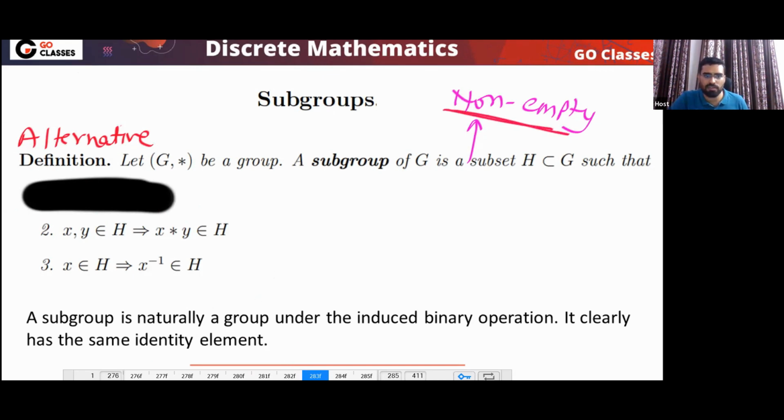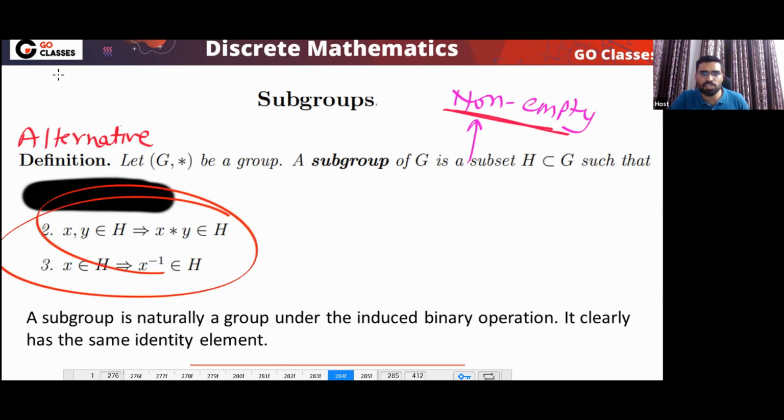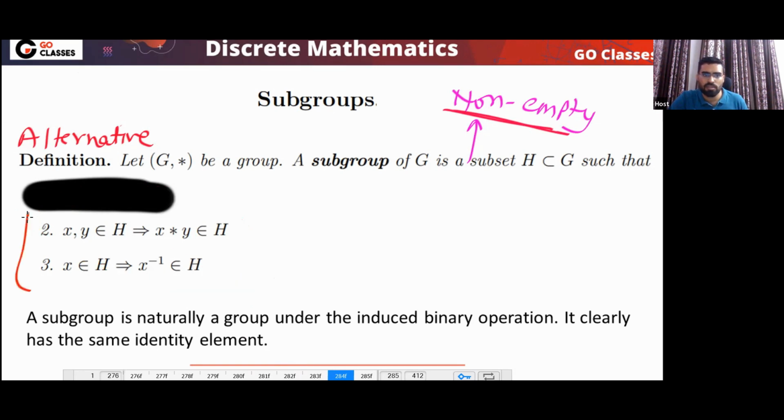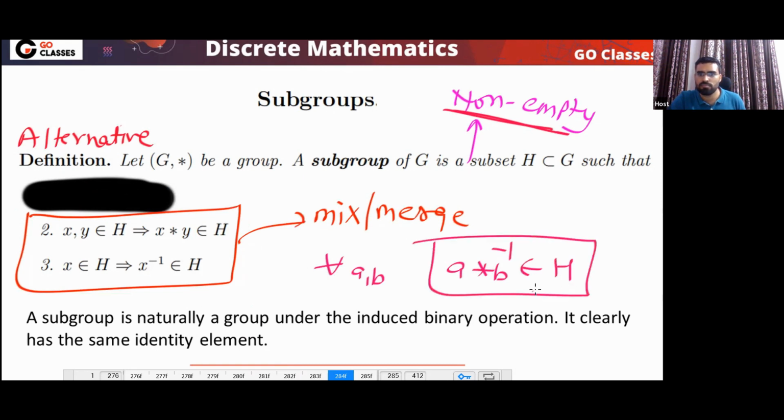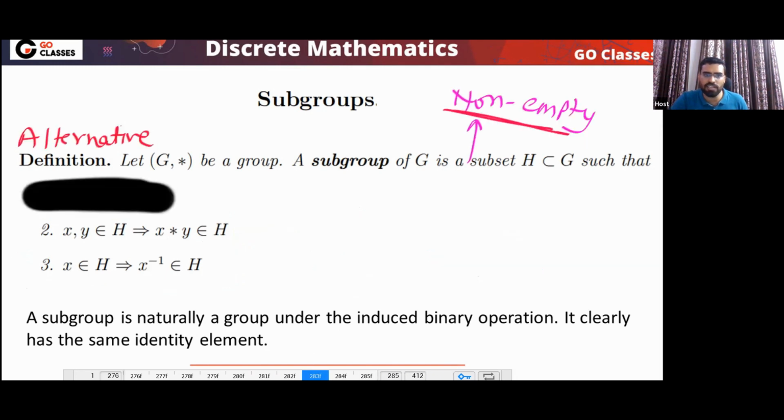There is one more definition. What you can do, you can mix them. You can mix these two, means merge. You can merge these two, and you will get another definition. And that will be: for all a, b, a star b inverse belongs to H. Is this clear? This will give you another alternative definition.